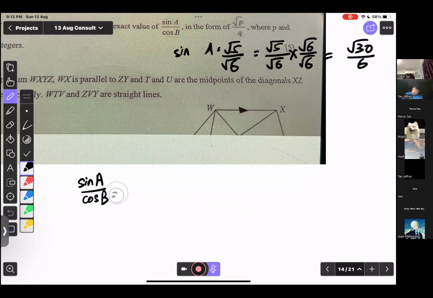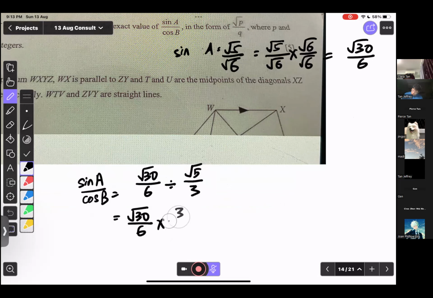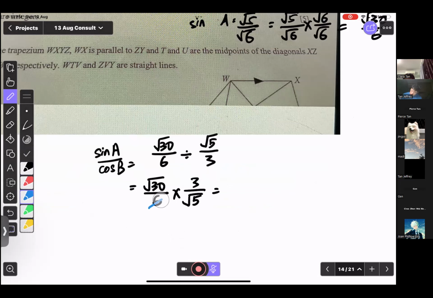So this is square root 5 over 3, which is square root 30 over 6 times 3 over square root 5. Is this what you got? So far looks good. Cancel, cancel. 1, this is 2. So you have square root 30 over 2 square root 5. Is that okay?